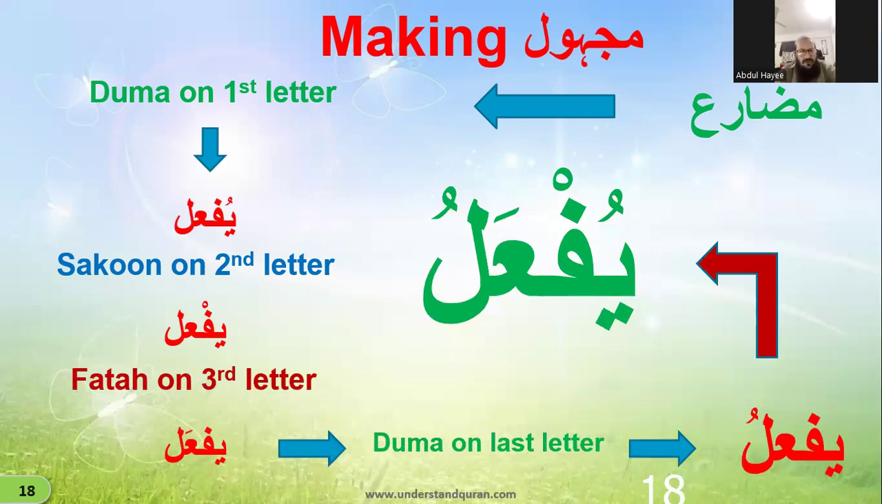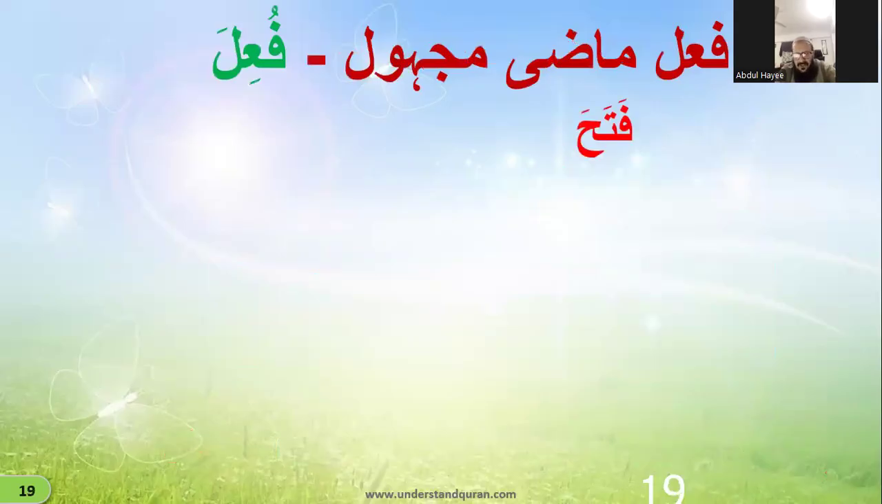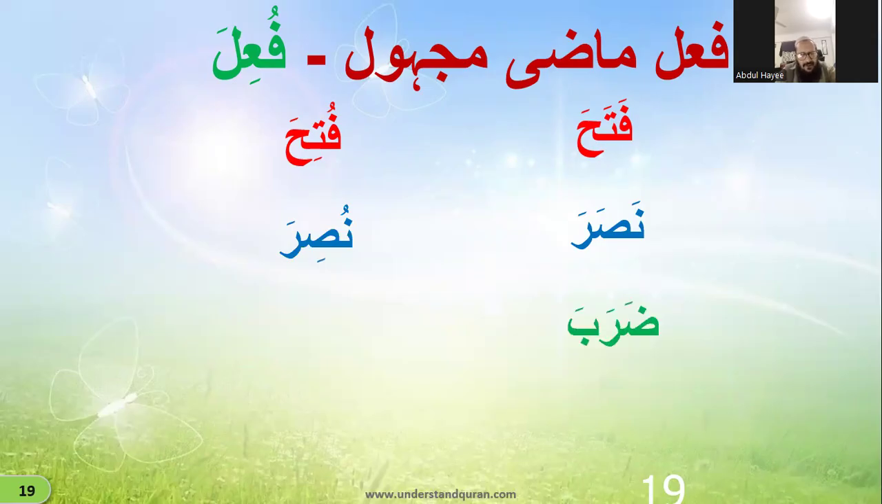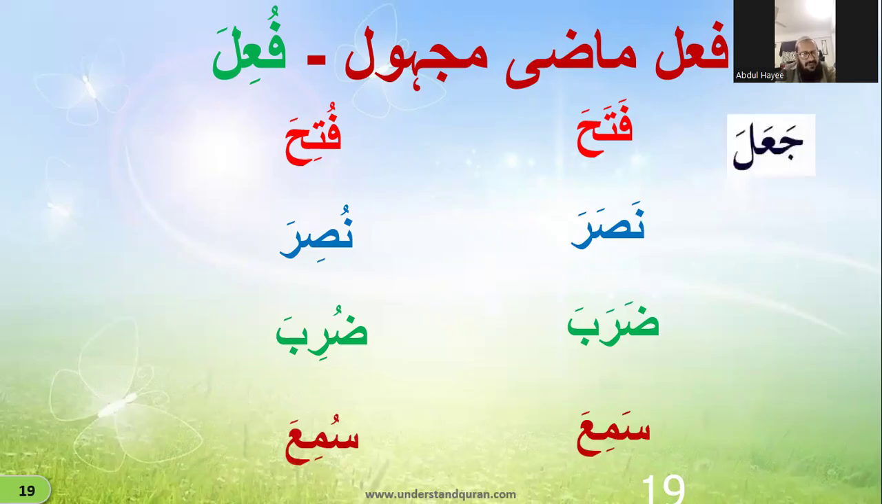Let's have a little practice. Fataha. I want the mazi majhul. Put first letter dhamma, the second or the middle letter kasra. It will be futiha. Nasara. Make it the majhul: nusira. Daraba, duriba. Sami'a, sumi'a. Ja'ala. What will be the mazi and mudari? Now it's your turn. Ju'ila. Khalaqa.